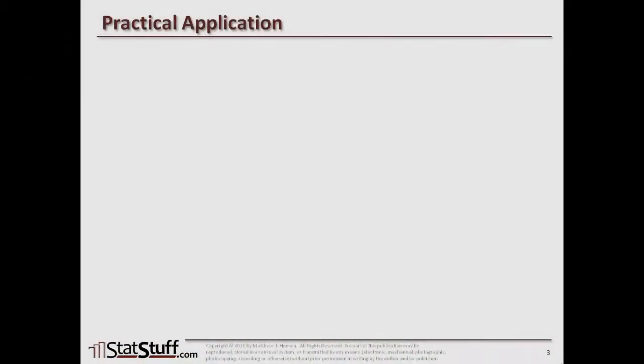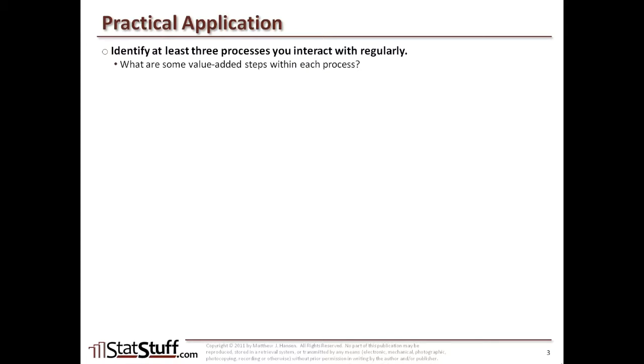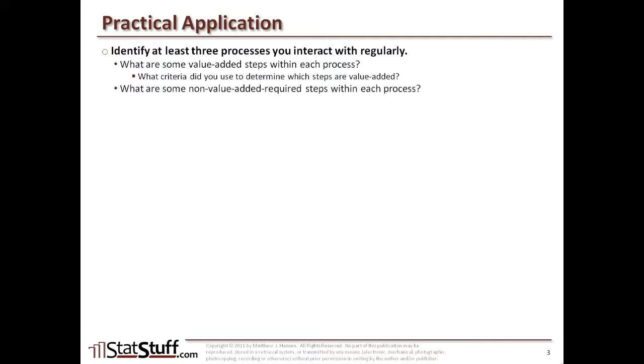Alright, before we close this lesson, let's discuss how we can apply some of these concepts in a practical way. What I'd like you to do is try to identify at least 3 different types of processes that you interact with on a regular basis, and ask these for each of them. That is, what are some of the value-added steps that you find within that process? And what criteria did you actually use to determine that those steps were value-added? Next, I would ask, what are some of the non-value-added but required steps within that process? And what is it that makes those particular steps required? And is there any opportunity to actually avoid or streamline the process?